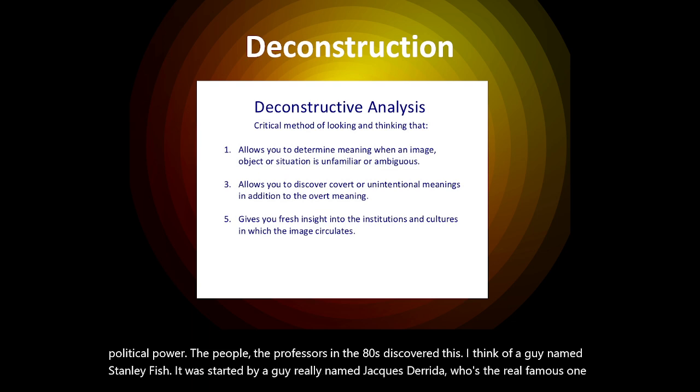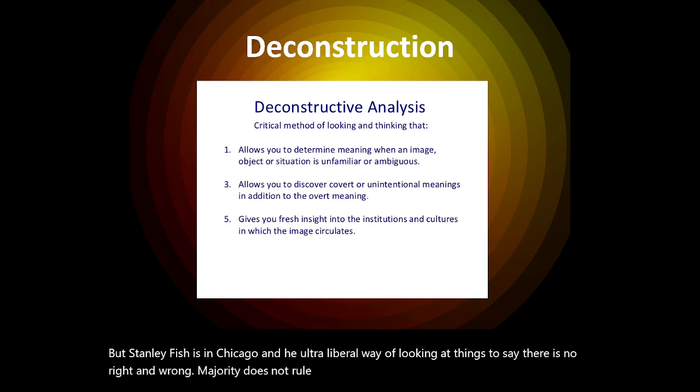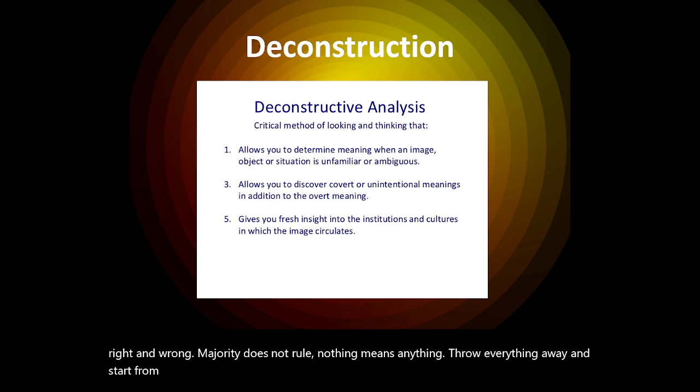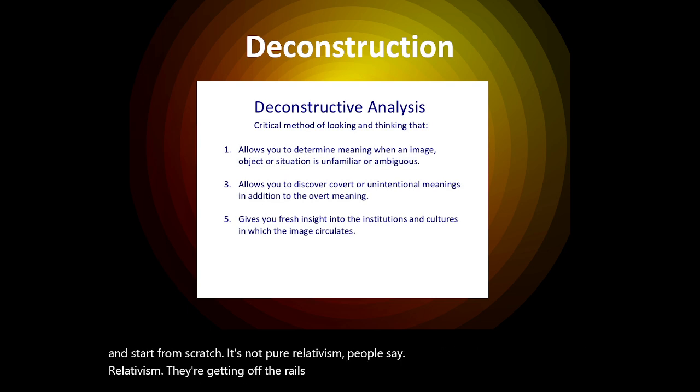But Stanley Fish is in Chicago, and he took an ultra liberal way of looking at things to say there is no right and wrong. Majority does not rule. Nothing means anything. Throw everything away and start from scratch. It's not pure relativism, though people say it's relativism. They're getting off the rails here. It comes from the idea of there being no set meaning.